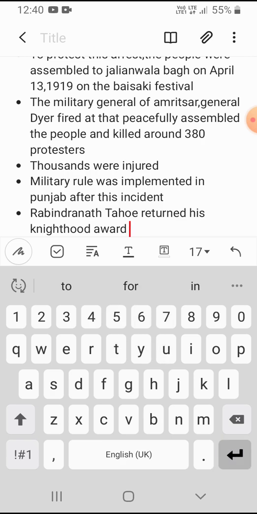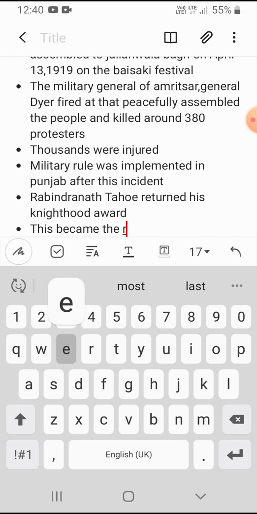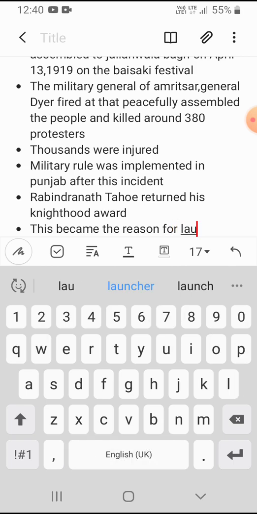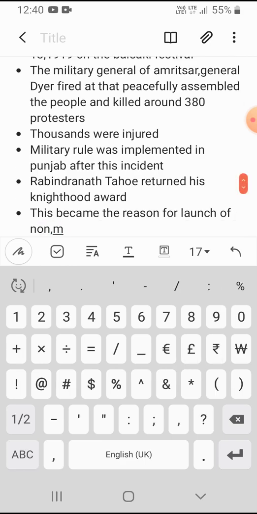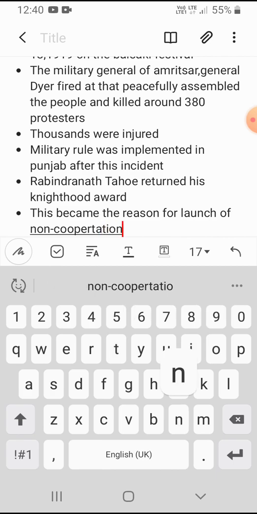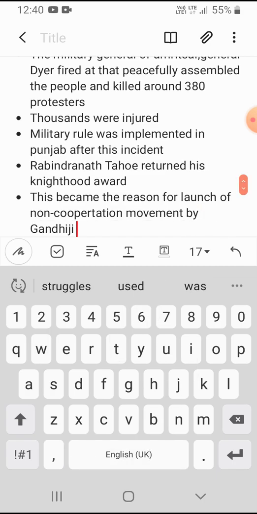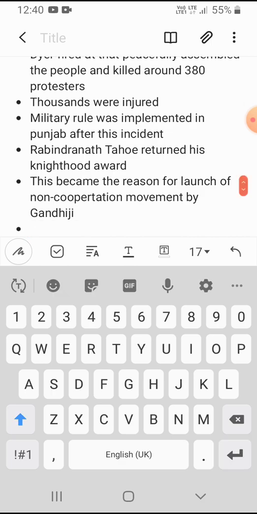This Jallianwala Bagh incident and the return of the knighthood award by Rabindranath Tagore became a reason for the launch of the non-cooperation movement by Gandhiji, which we will learn in the next topics.